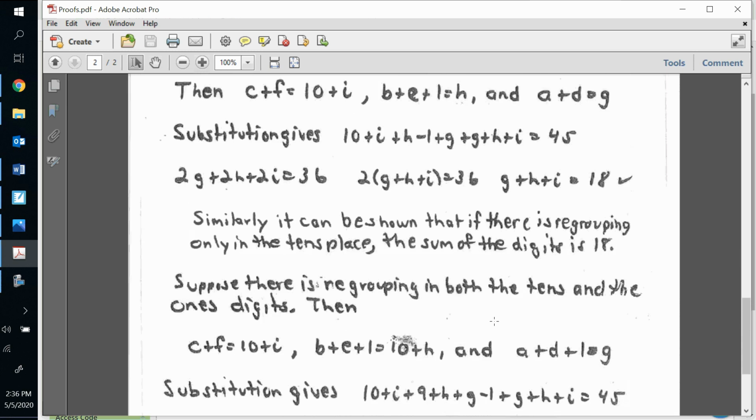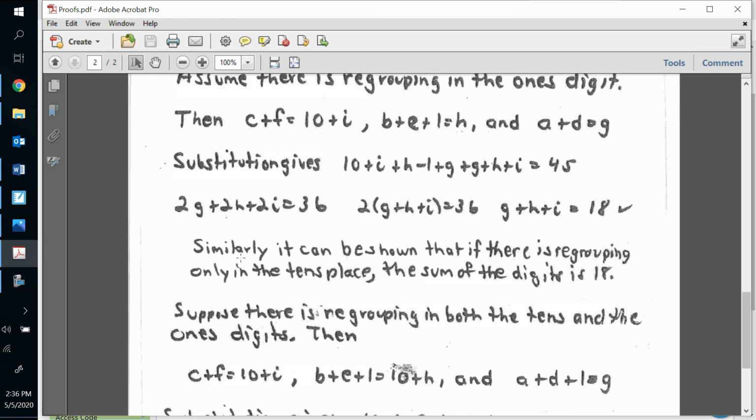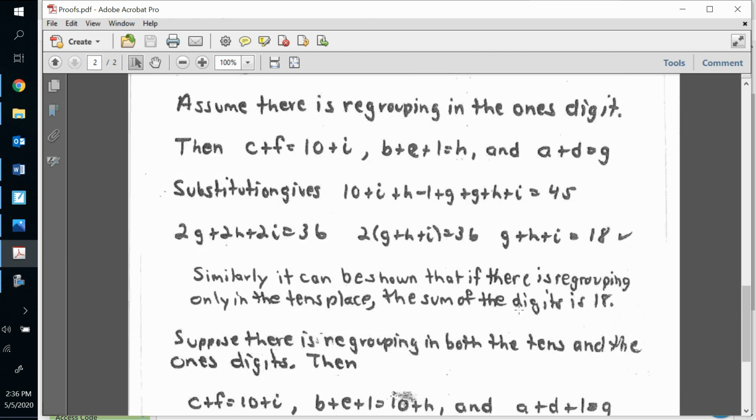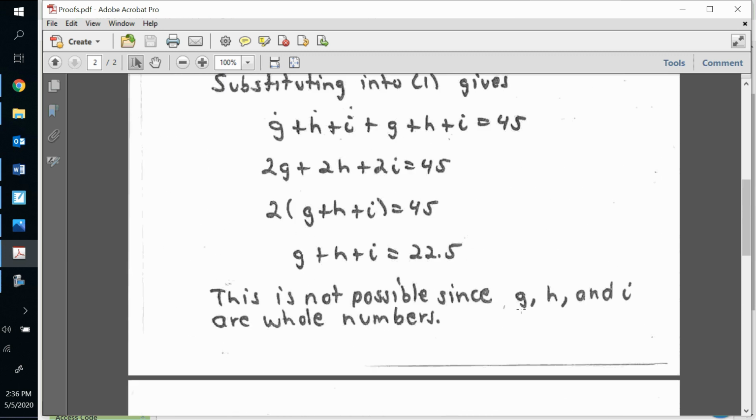So actually, from these proofs, we proved that the sum of the digits in the solution has to be 18, and that there's exactly one regrouping or carrying that must take place for our solutions to work out.